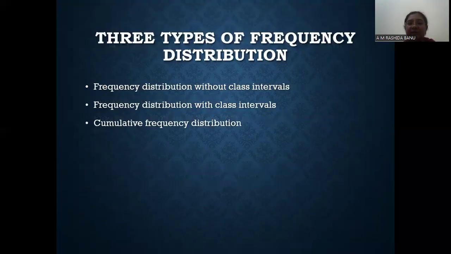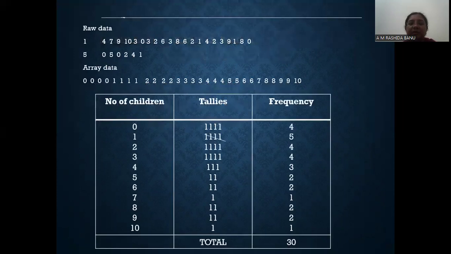So here it is of three types: frequency distribution without class interval, frequency distribution with class interval, and cumulative frequency distribution. So first we will see the first one. In this, what we are doing, we are collecting raw data. Raw data is nothing but the first data that we are collecting from the source. And if we arrange that raw data in ascending, descending, or serial order, that type of data is known as array data. After collecting the array data, we are arranging the values in columns, that is, in the table. So number of students, then tallies and frequency.